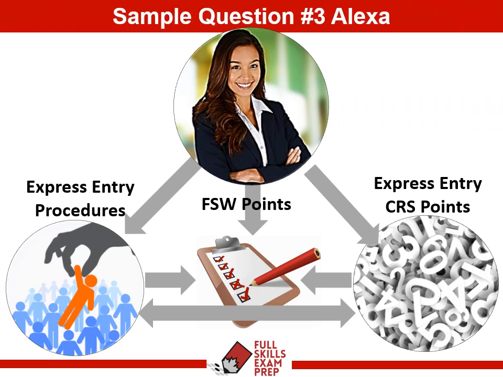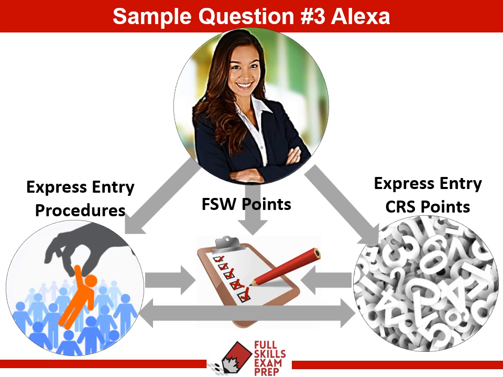Okay, so with Alexa, if you are working your way through this, I think this is a really great example of how related all of these little pieces of the puzzle are in terms of exam scenarios. So you can see with her that you definitely have express entry procedures as part of that question. Of course, CRS points play a huge role in there as well, and also the federal skilled worker points. These are, of course, all related to each other as well.